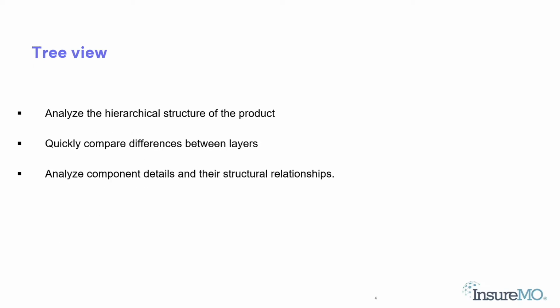To begin with, there's a tree view. The tree view lays out the product in a hierarchical structure. This will quickly help you analyze the structural relationships between the components. You can also get high-level details of each component within the product. Let's see what that looks like.